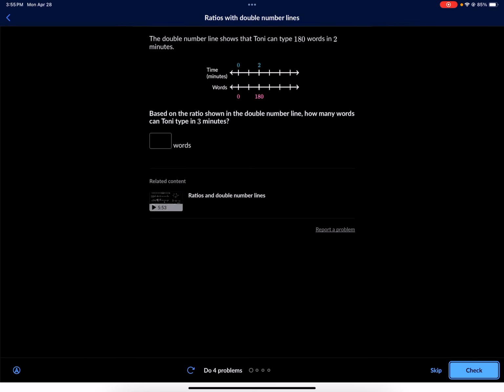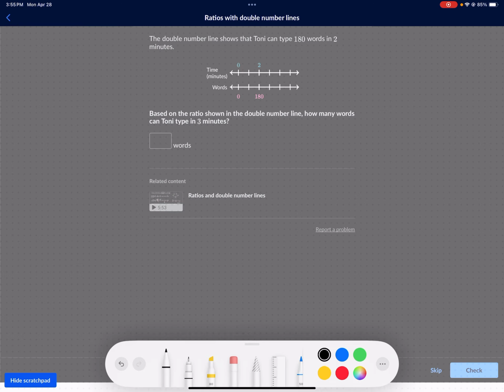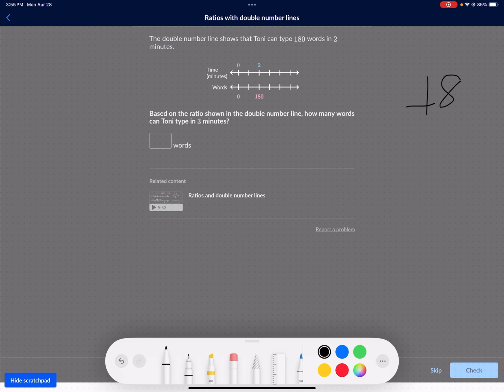The double number line shows that Tony can type 180 words in 2 minutes. Based on the ratio shown in the double number line, how many words can Tony type in 3 minutes? So we have 180 and 2. So we can actually get the rate here. So what's 180 divided by 2?